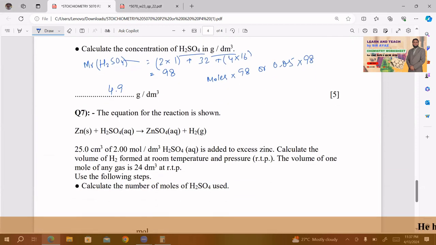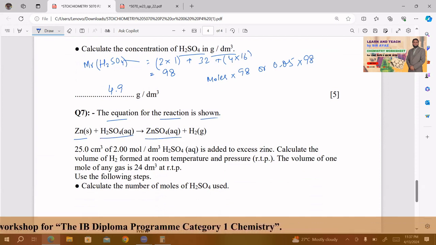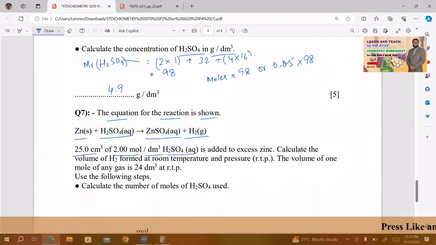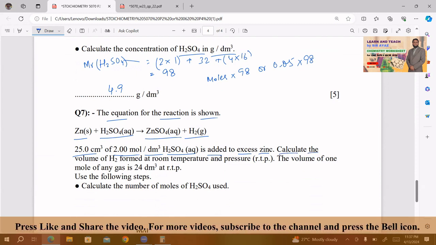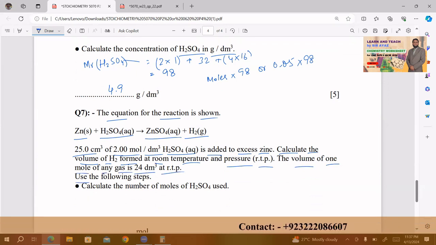Moving to the next question. The equation for the reaction is shown. Zn plus H2SO4 AQ gives ZnSO4 AQ plus H2 G. 25 centimeter cube of 2 mole per dm cube H2SO4 AQ is added to excess zinc. Calculate the volume of H2 formed at room temperature and pressure, RTP. The volume of 1 mole of any gas is 24 dm cube at RTP. Use the following steps. Calculate the number of moles of H2SO4 used.